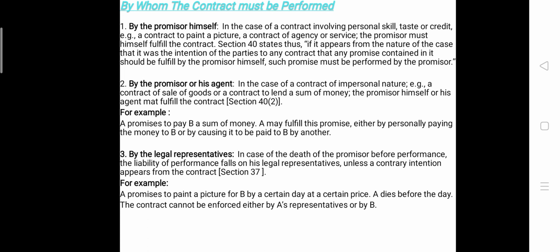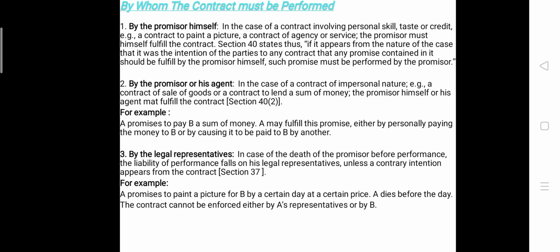Secondly, by the promisor or his agent. In the case of a contract of impersonal nature, for example, a contract of sale of goods or a contract to lend a sum of money, the promisor himself or the agent must fulfill the contract. For example, A promises to pay B a sum of money. A may fulfill this promise either by personally paying the money to B or by causing it to be paid to B by another.